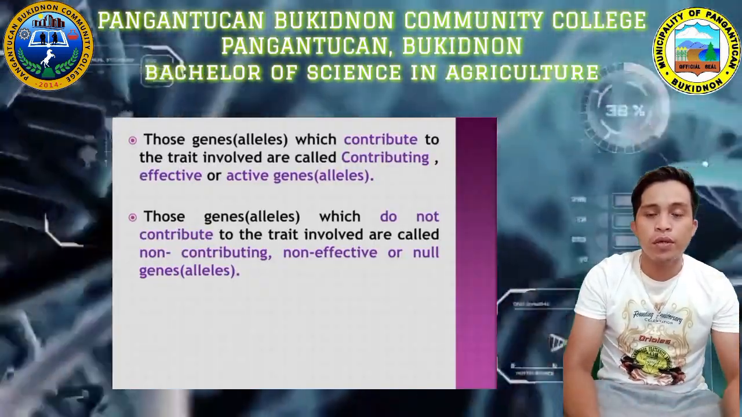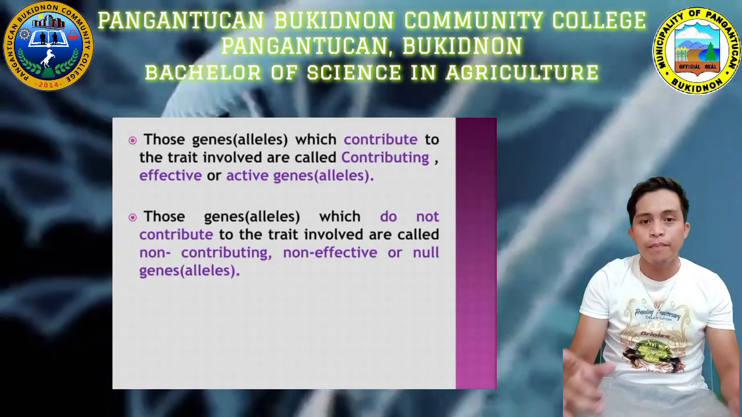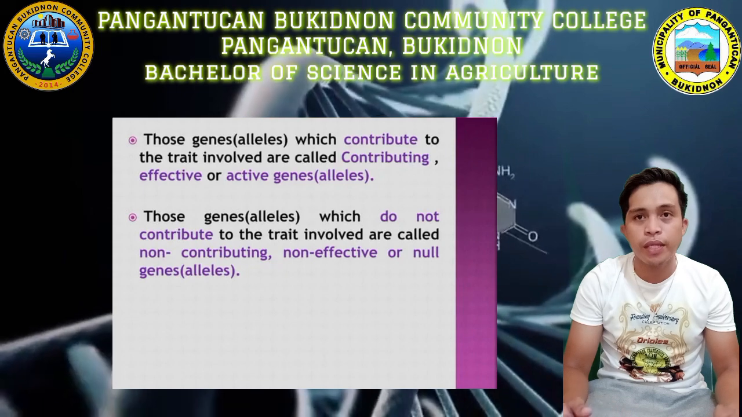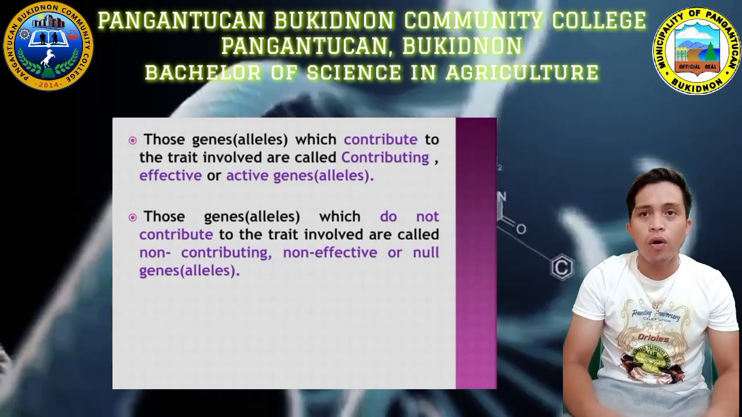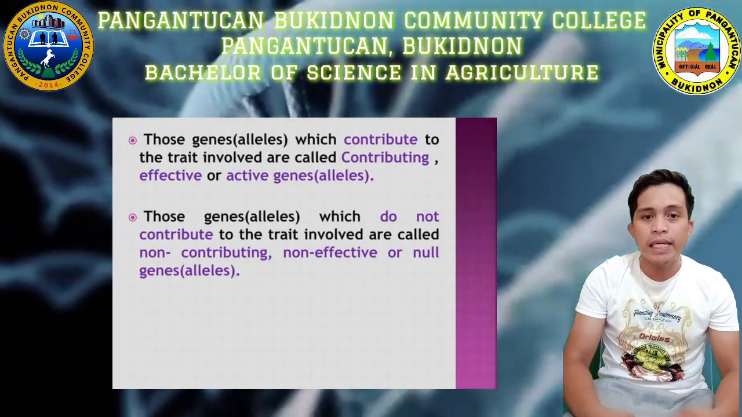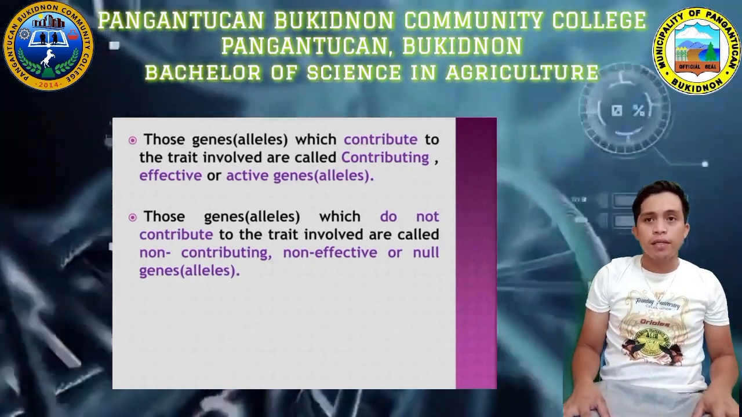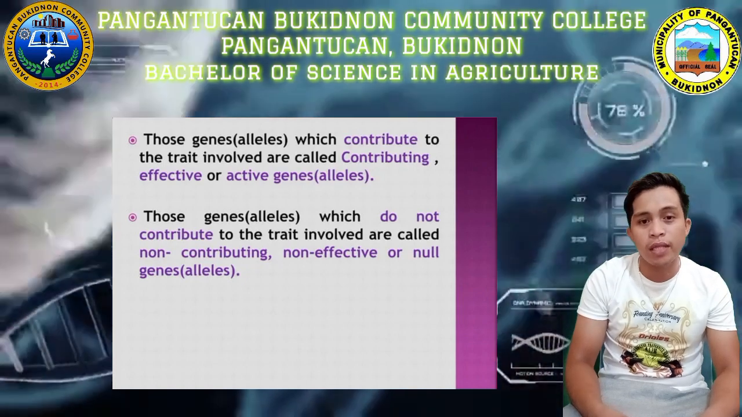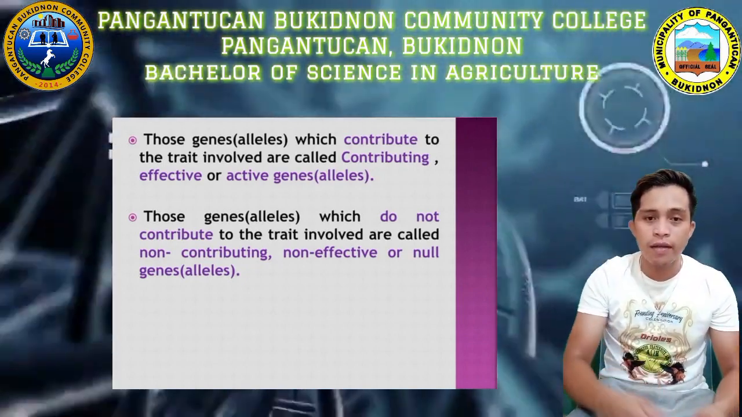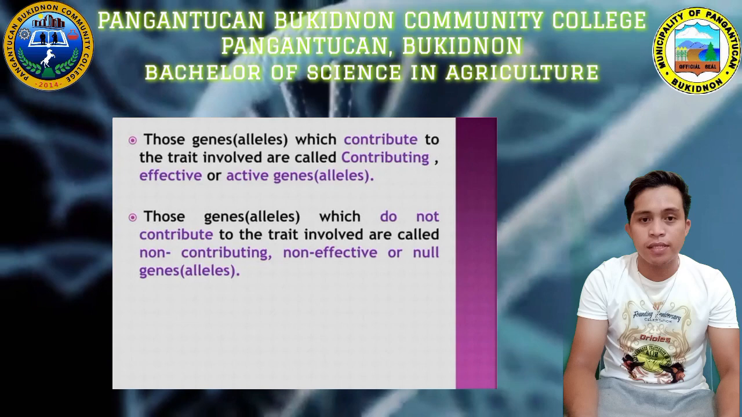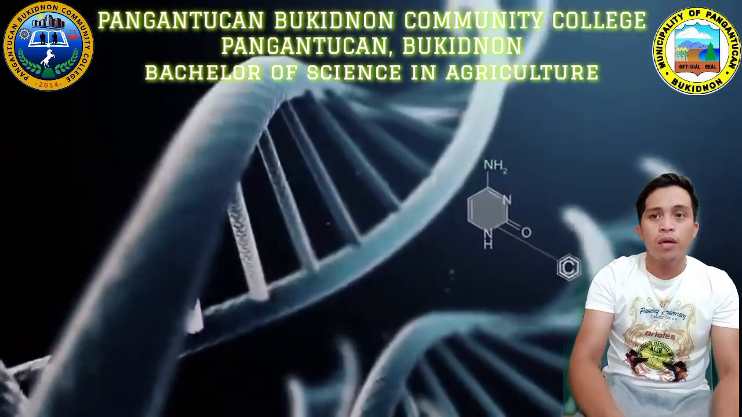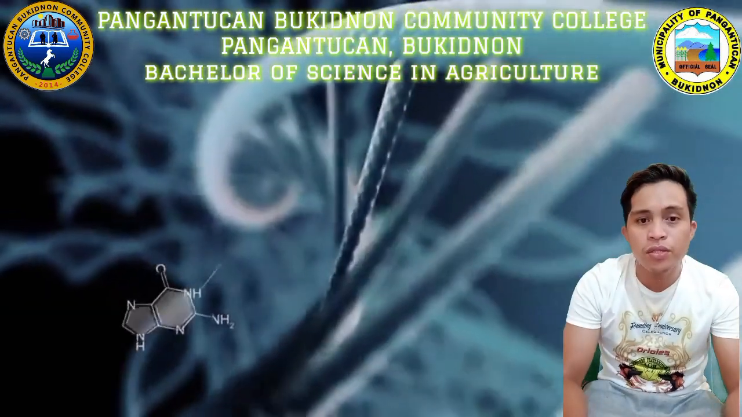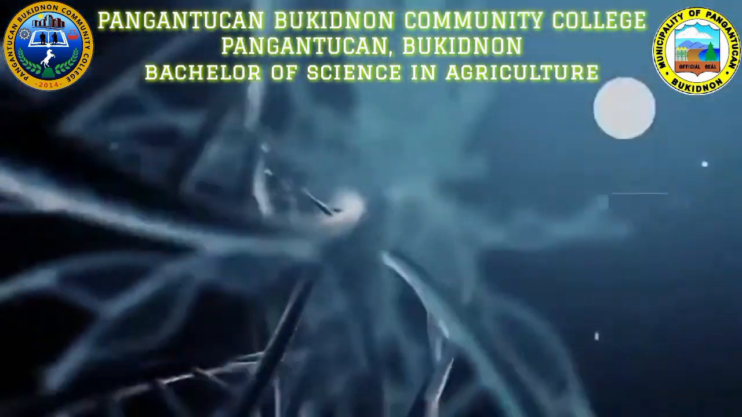Those genes or alleles that contribute to the trait involved are called contributing, effective, or active genes or alleles. Those alleles which do not contribute to the trait are called non-contributing or non-effective genes or alleles. So take note that those that do not contribute to the trait are the non-effective genes or alleles.